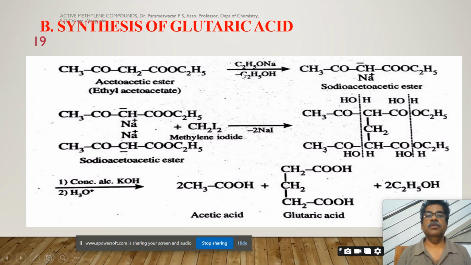Okay, so the first step is acetoacetic ester. This is treated with sodium ethoxide. It is converted to sodium acetoacetic ester.